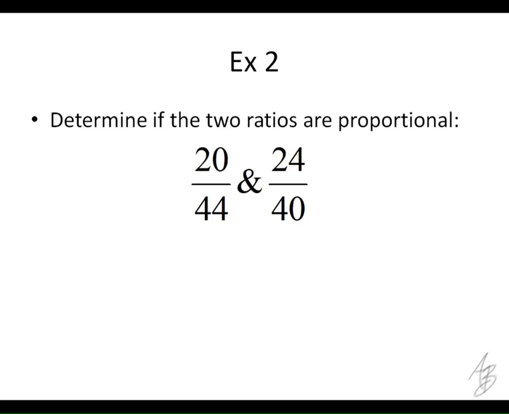Aaron? Cross multiply. So cross multiply here and just type into your calculator. You've got that at your disposal here. 24 times 44 is? 488.